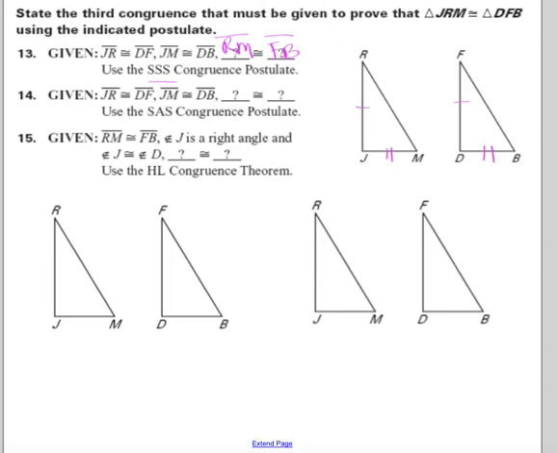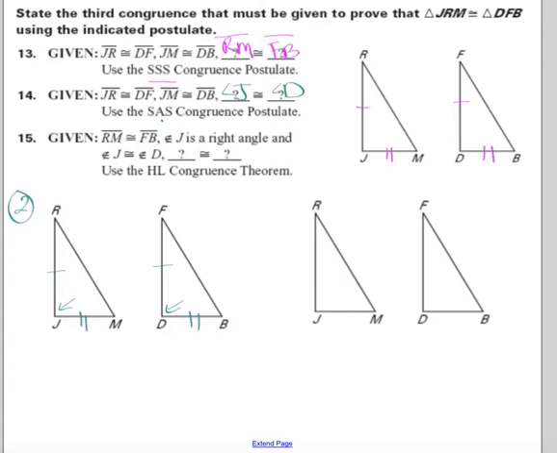The second one, I'm going to use these pictures over here, says that JR is congruent to DF and that JM is congruent to DB, and it wants us to use side angle side. So the angle needs to be between those two sides. The angles that are between the two sides are going to be angles J and angle D. So I was just drawing an arrow there. Angle J congruent to angle D.